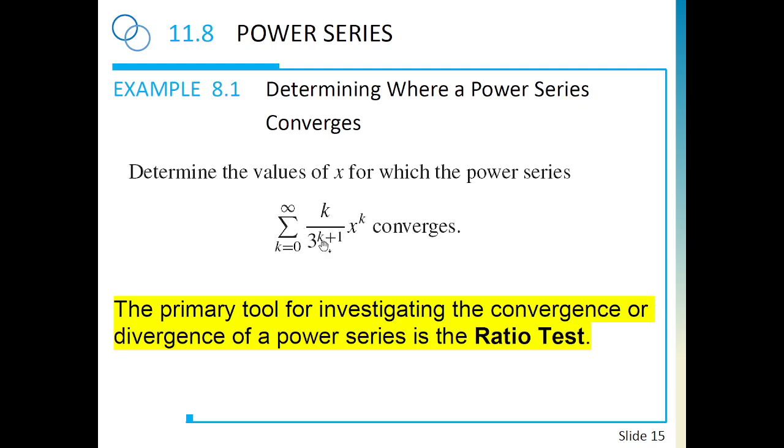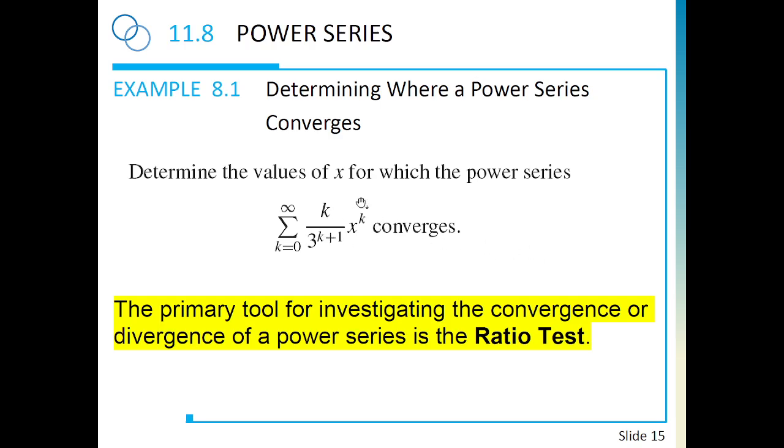So what we see is a series a little bit complicated. Here x to power k, so that's how we know it's a power series. Immediately we know that the center is 0, right? It's written here. So how do we proceed to find the interval of convergence? We use the ratio test.